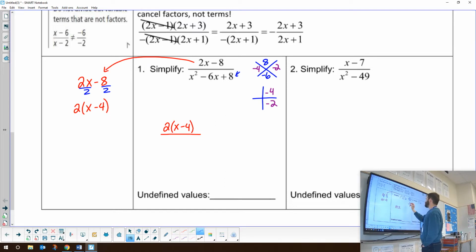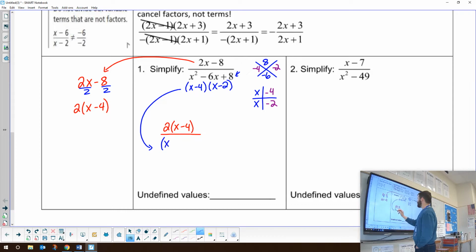We just have a 1x, because my a is 1. And then those are going to be my factors. We're going to have factors for this of x minus 4 times x minus 2. Now, I'm going to go ahead and write that down in my denominator down here. So I'm going to write x minus 4 times x minus 2.